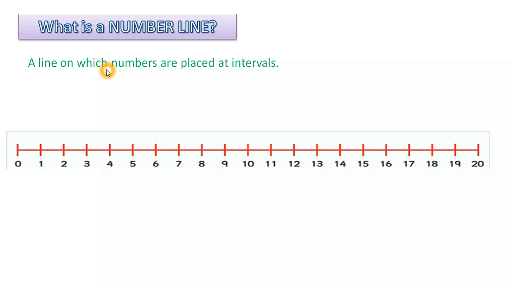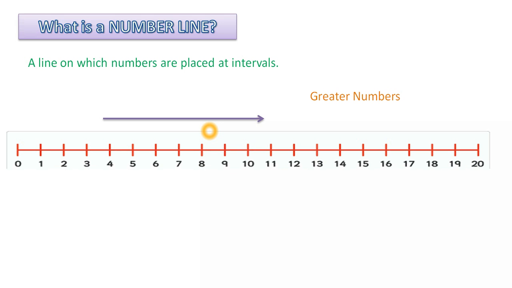So a number line is a line on which numbers are placed at intervals. All the whole numbers starting from 0 are placed at equal intervals, like 0, 1, 2, 3, 4, and so on. This line is called a number line. Now, as you move towards the right on the number line, what happens? You move towards greater numbers, right?